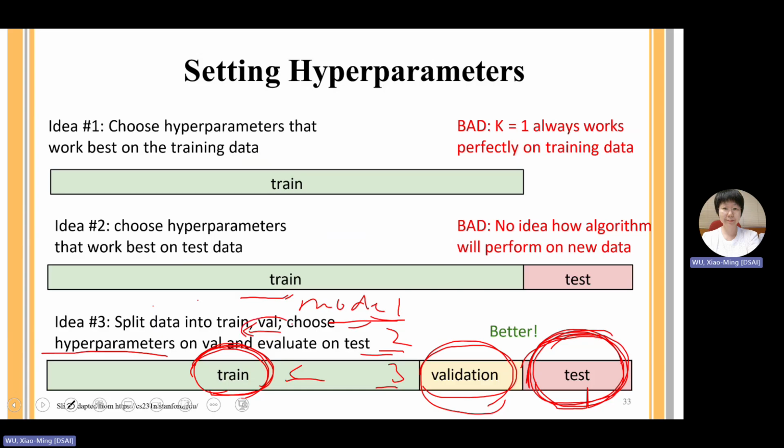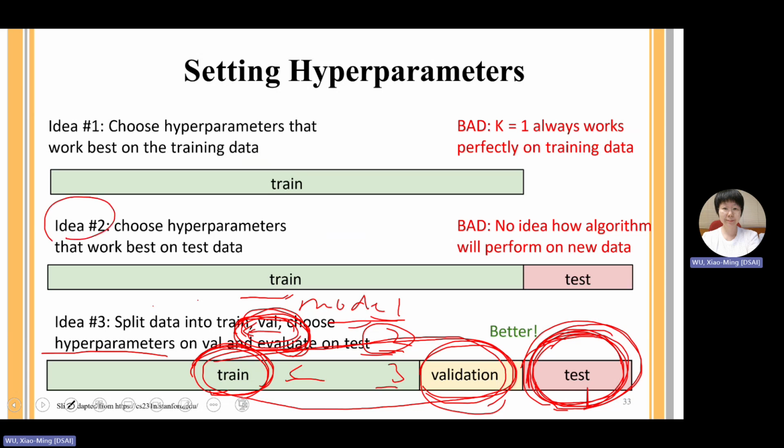If the second configuration, model 2, achieves the best result, then we follow this configuration. We choose this model. And then, for example, we can combine the training set and validation set together to retrain the model using this configuration. And finally, when everything is done, when we complete the training, we can test the trained model on the test set. Okay?